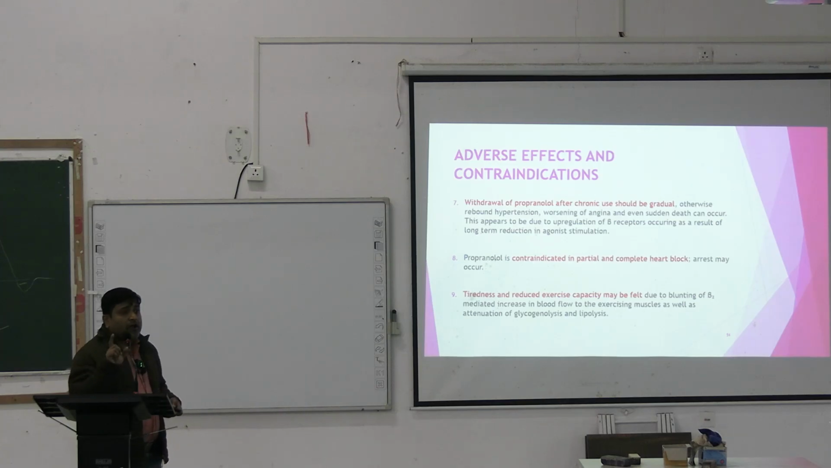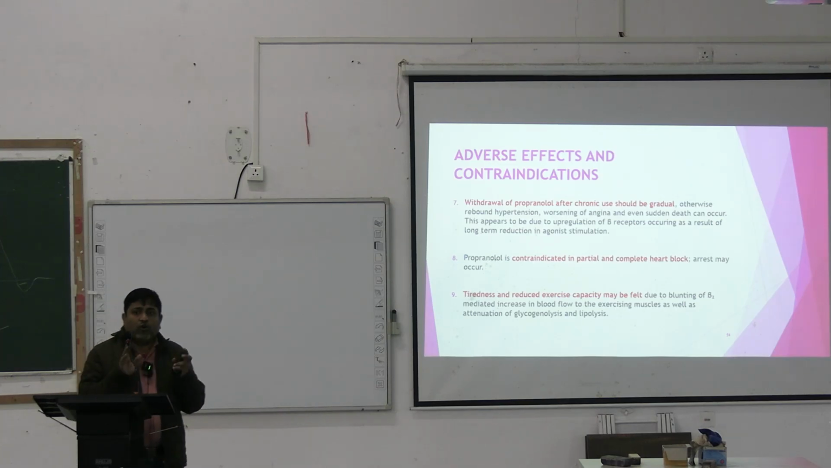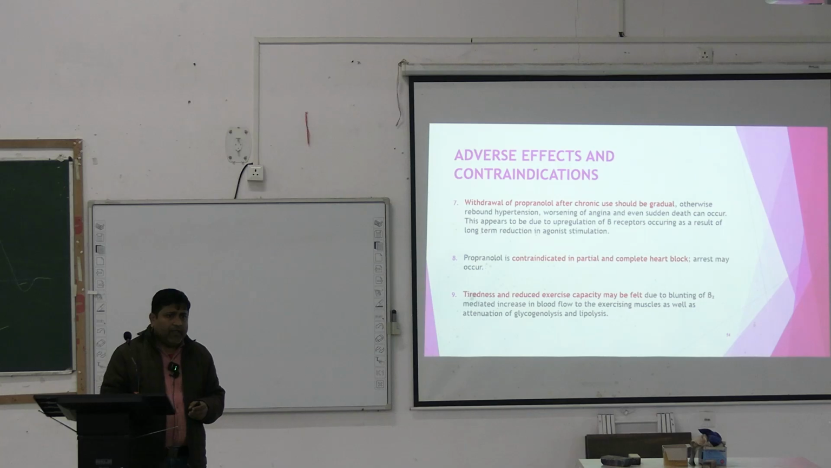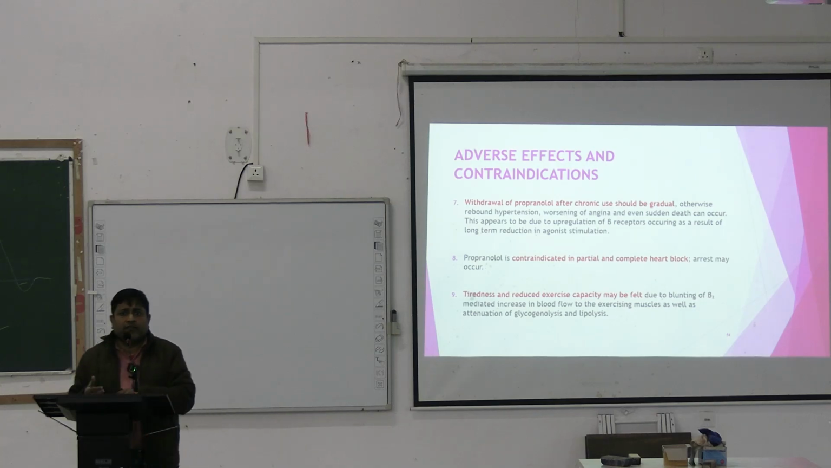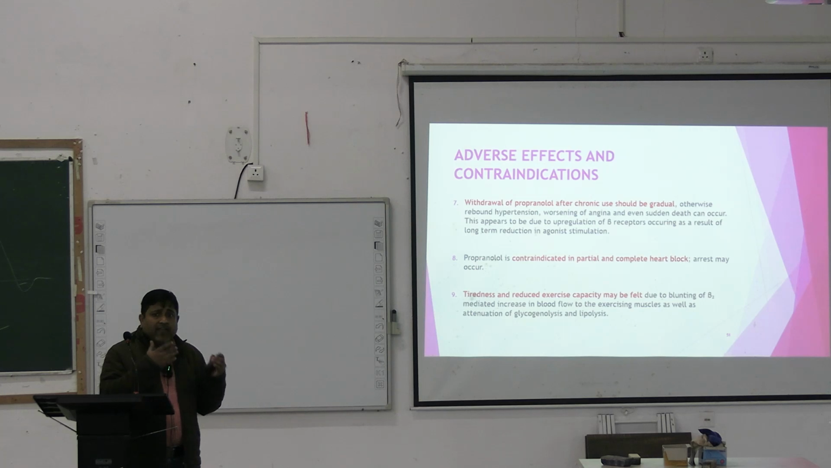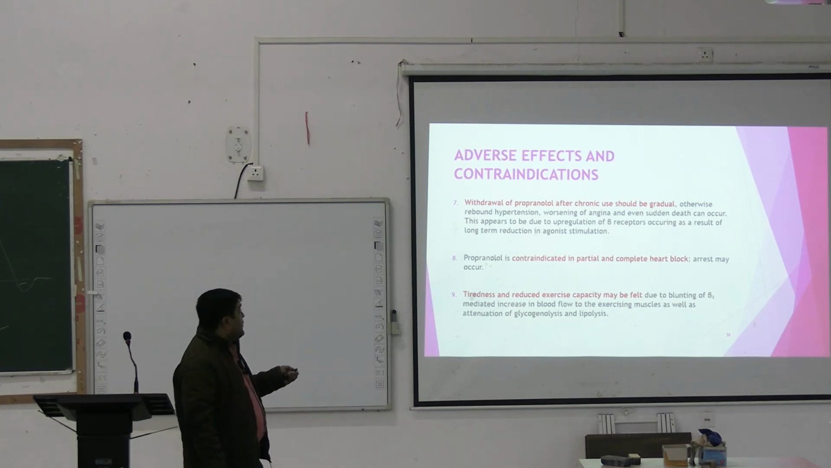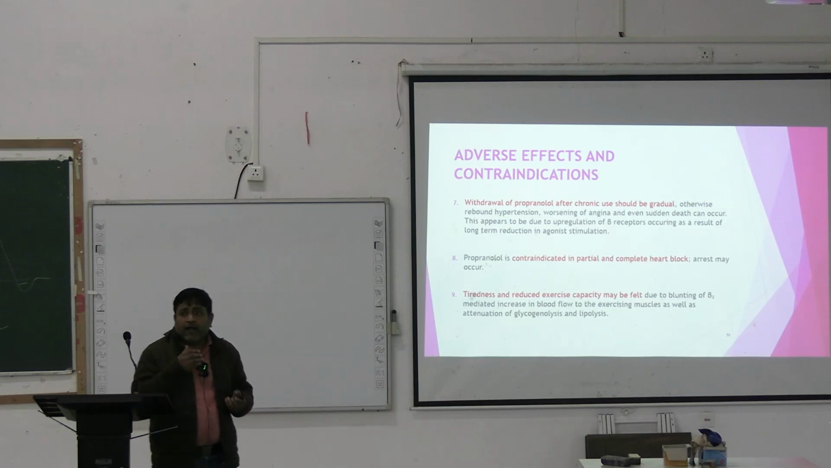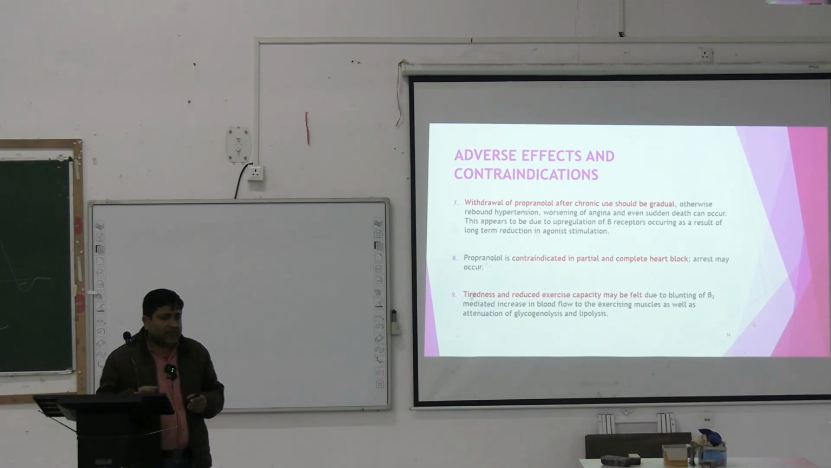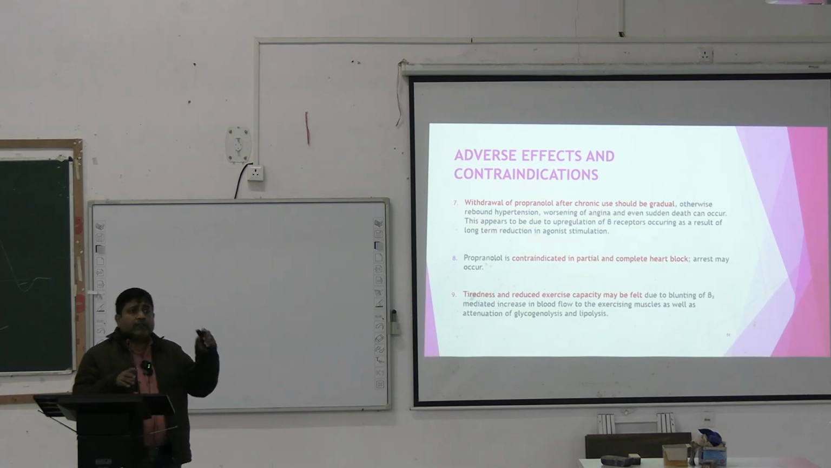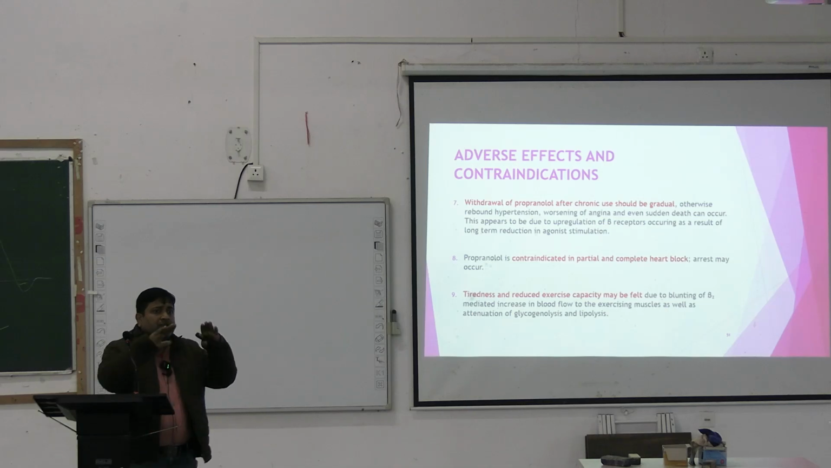Withdrawal of propranolol after prolonged or chronic use should be gradual. Why? If we suddenly withdraw the drug, there will be a severe hypertensive crisis, or angina may deteriorate. Why? Because on prolonged use, there is upregulation of beta receptors, and when we suddenly withdraw the drug, the catecholamines present in the body act on the beta receptors. Beta receptors are more in number, so there will be a severe hypertensive crisis.